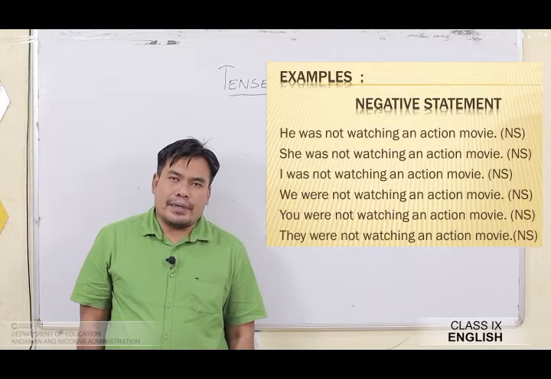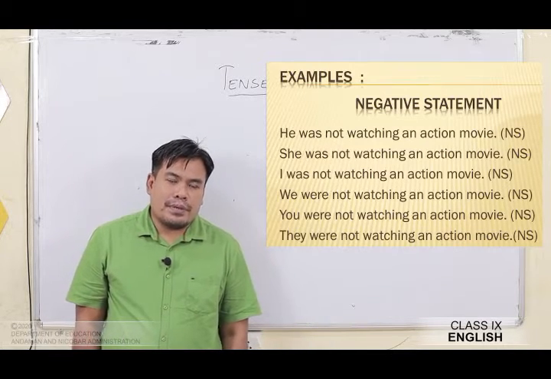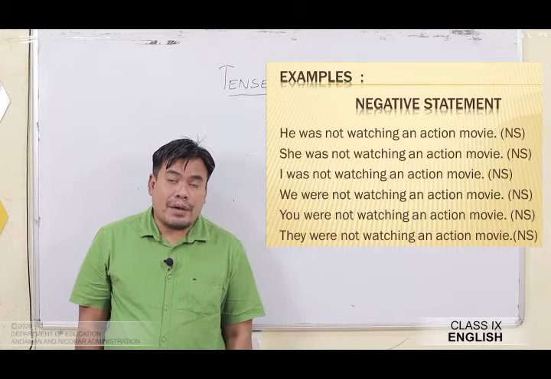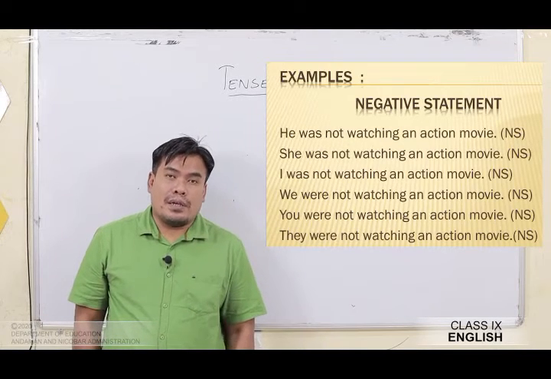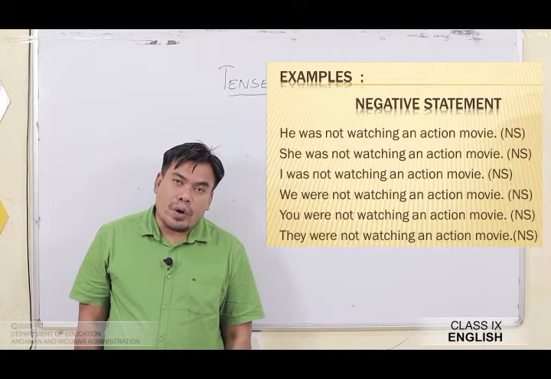used in the first place for the past continuous tense. So how will it be? You have to take that "not" out from the negative statement if you have to change that into an interrogative statement. So it will be like this: Was he watching an action movie?